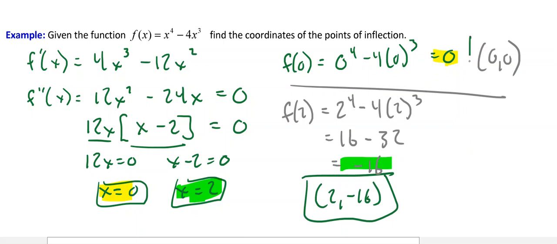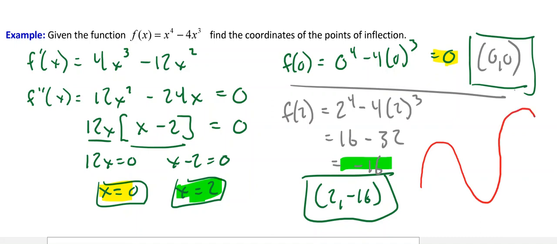Now, what would a graph that looks like that possibly look like? It could look something like this, where we're concave down, and then we go concave up, and then we go maybe concave down again. So we would have 2 points of inflection, one right about in here, and one right about in there.